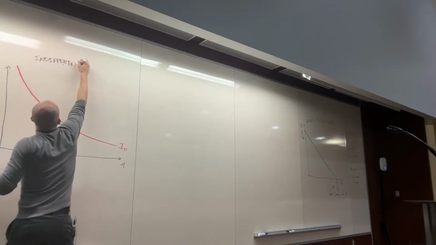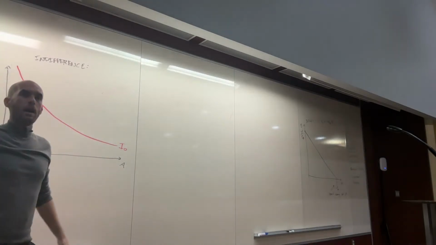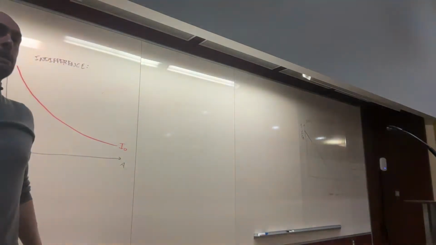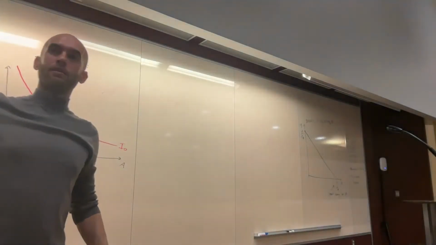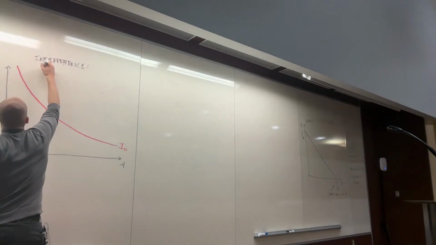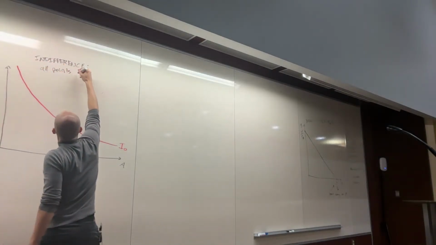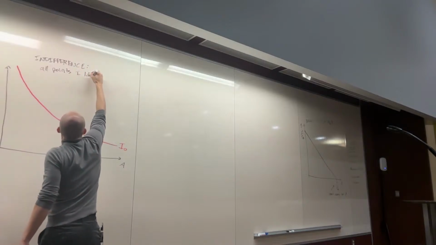This line represents all of the points, all of the combinations of apples and bananas where I'm equally happy. So just like we did with Ryan, we could ask, how many bananas would it require for me to be equally happy between two points? I have to give up some apples. How many bananas will make me equally happy? This is all points I like equally.